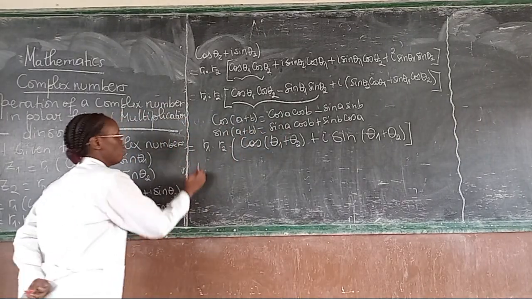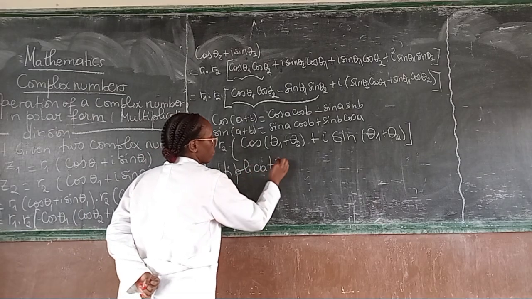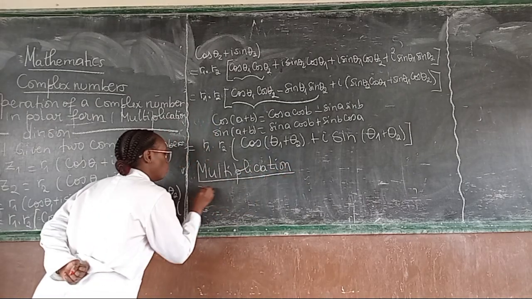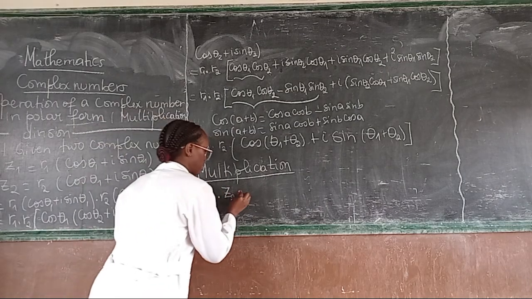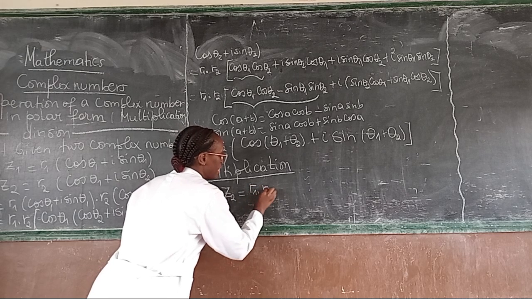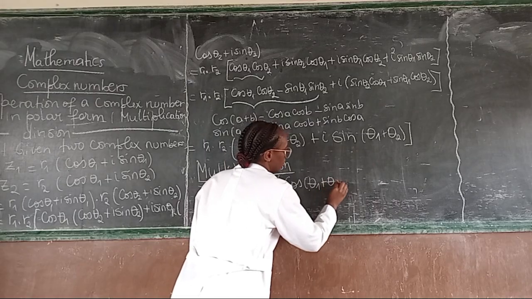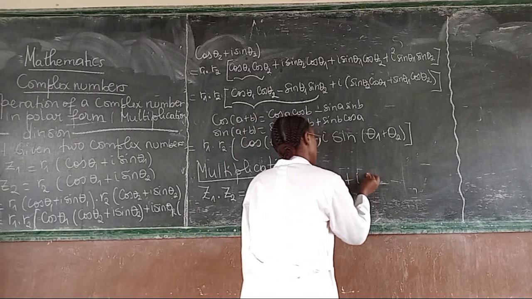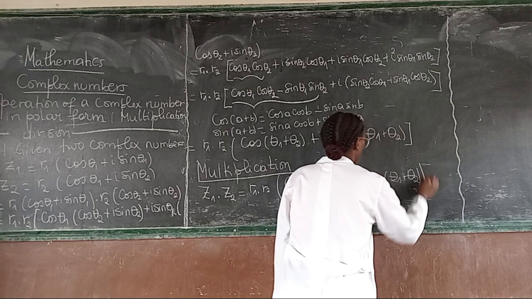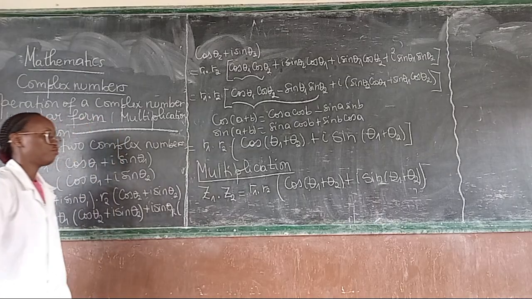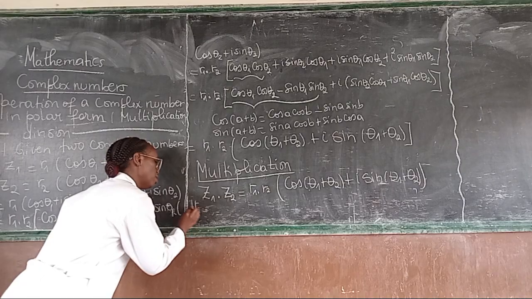So simply through multiplication, Z1 times Z2, or the product of two complex numbers, is equal to the product of their moduli times (cosine of (theta 1 plus theta 2) plus I sine of (theta 1 plus theta 2)). So that is how we are dealing with multiplication of two complex numbers in polar form.